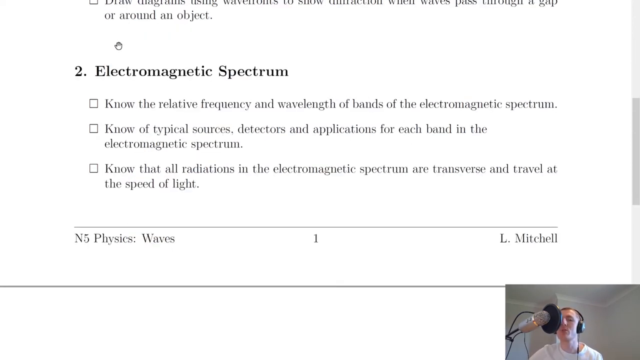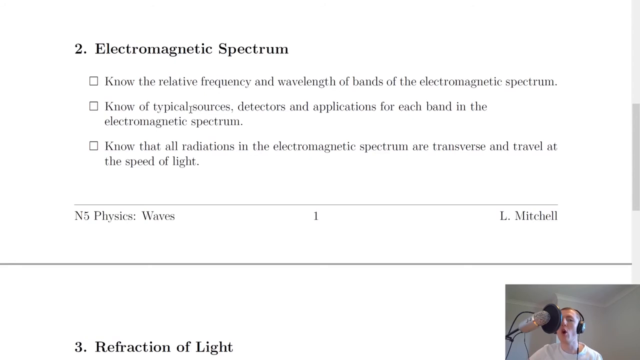Section two is the electromagnetic spectrum, and it says to know the relative frequency and wavelength of bands of the electromagnetic spectrum. So this doesn't mean that you need to know exact values and exact numbers of typical frequencies and wavelengths, but what you do need to know is how the wavelength and frequency are related, and at what ends of the spectrum will be higher wavelength, and at what ends of the spectrum will be lower wavelength, and what ends of the spectrum will be high frequency and low frequency. So remember that radio waves have the highest wavelength and gamma rays have the highest frequency, but radio waves would have the lowest frequency and gamma rays would have the lowest wavelength.